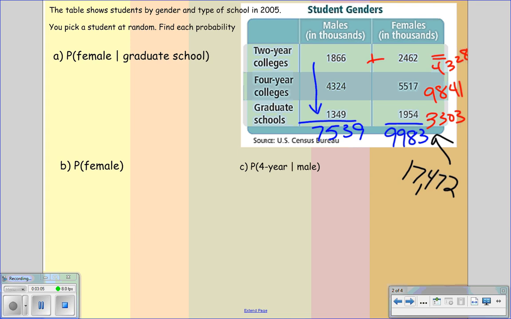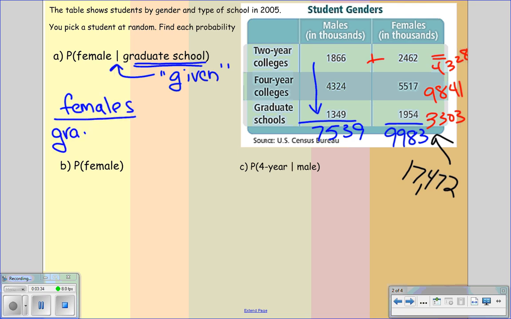Now, part A says I want the probability of female given that it's a graduate student. Now, that's what this little thing right here means. That means given, which basically means that I'm only going to pull out of whatever's coming after that. So I'm only going to pull from graduate students or graduate school. Okay? So then I just look at my numbers, and really what I want is the number of females over the total number of grad students. Okay? That's what this is, females over grad students.